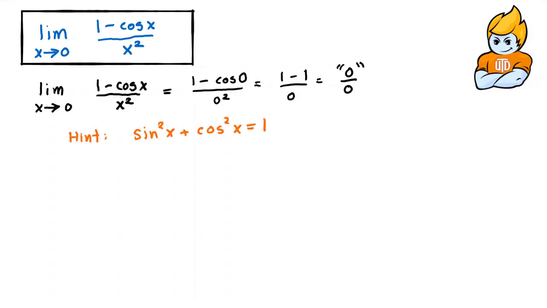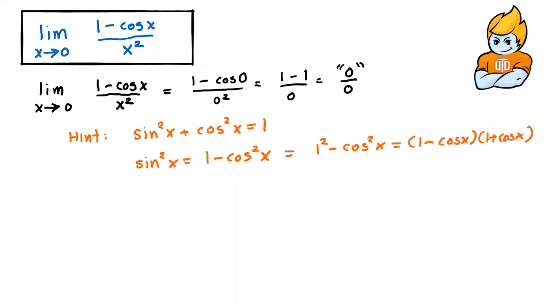The hint is the Pythagorean trig identity. Sine squared of x plus cosine squared of x is equal to 1. Do you see how this is related to this problem? Maybe you want to take a pause and try to think about it. Subtracting cosine squared from both sides, we see that sine squared is equal to 1 minus cosine squared. And we can think of that as a difference of two squares, 1 squared minus cosine squared. So we could factor. Yeah, a difference of two squares is the product of conjugates.